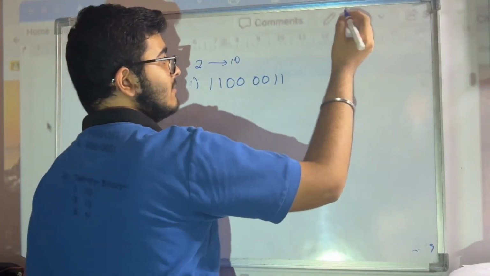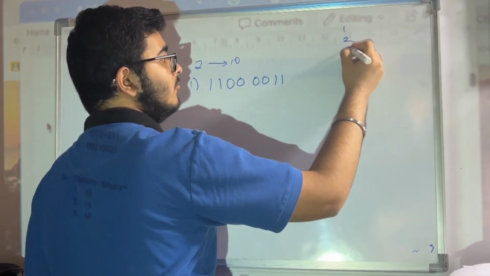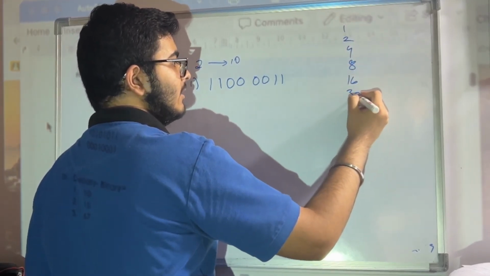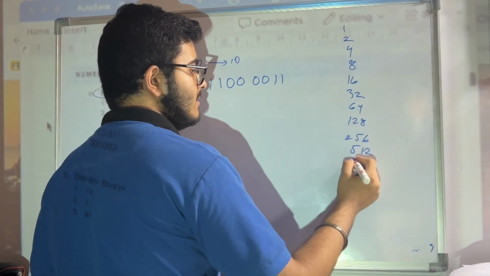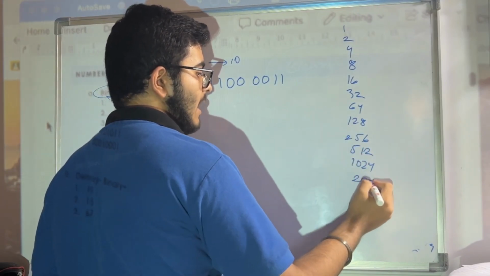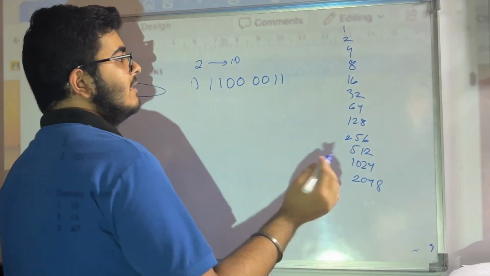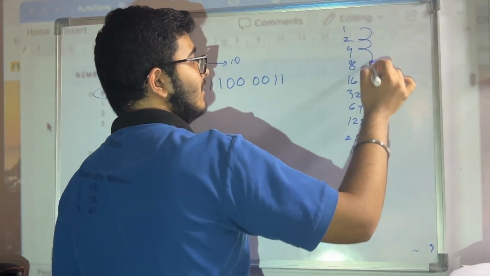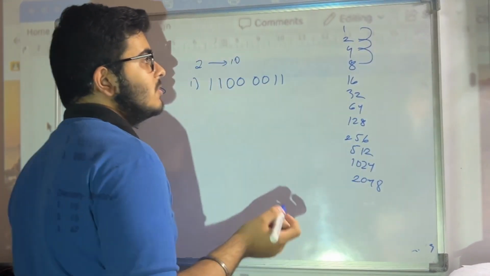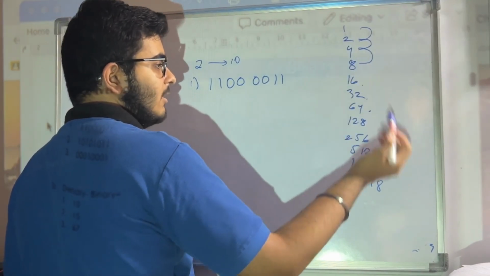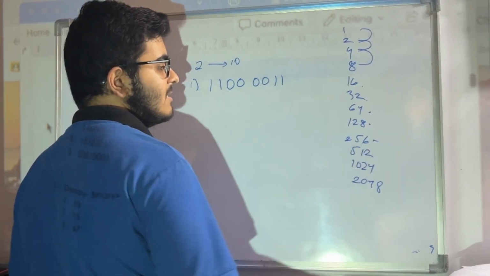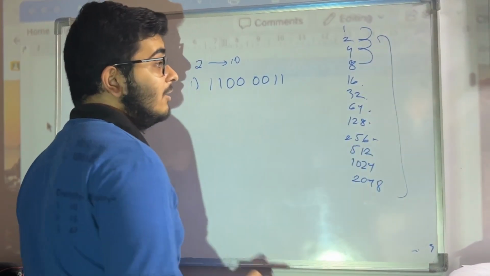So this is the number system you should know: 1, 2, 4, 8, 16, 32, 64, 128, 256, 512, 1024, 2048. Till here you should know. This is essentially the number getting doubled, right? So we are multiplying by 2. So 2 2s are 4, 4 2s are 8, 8 2s are 16, 32, 64. 64 into 2 is 128, 128 into 2 is 256. So this is a table you need to learn.